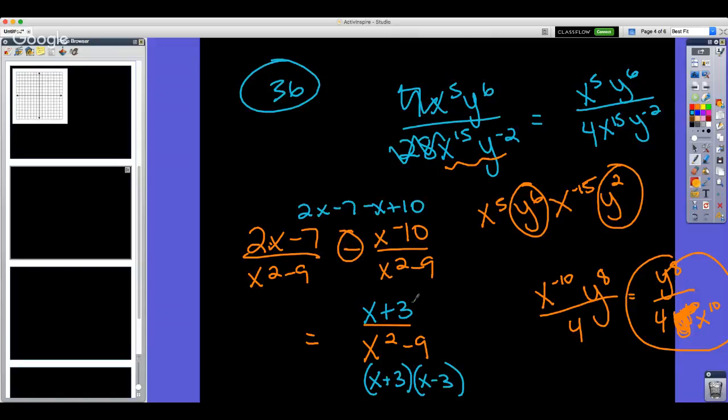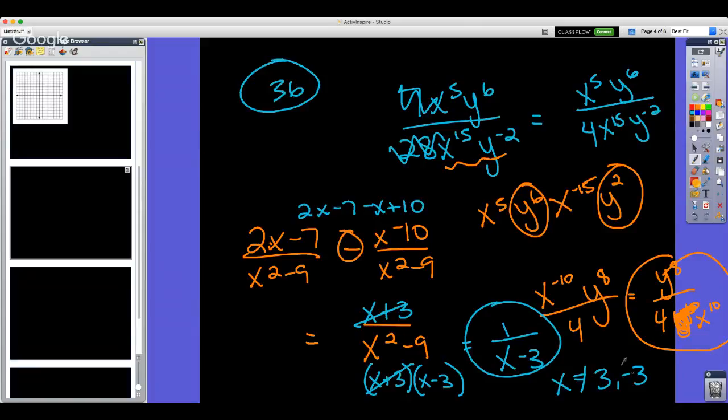What could I cancel? X plus 3, to equal what? x minus 3. Yep, but it's not just x minus 3, it's 1 over x minus 3, where x cannot be equal to? 3. And? Negative 3. That's it. Good. Great job, DT.